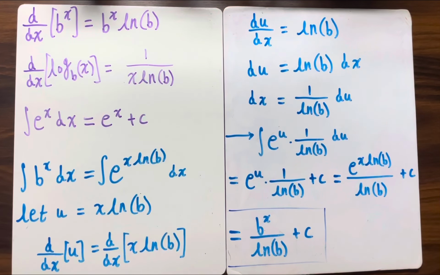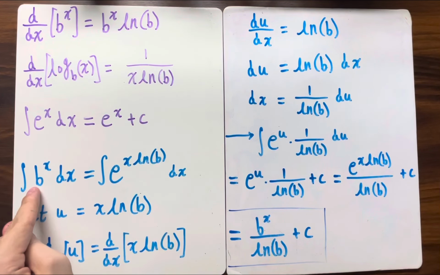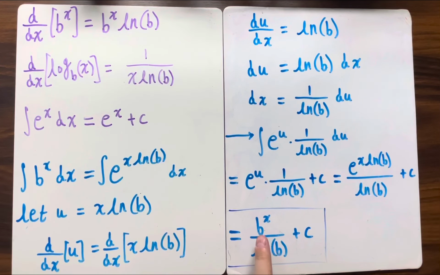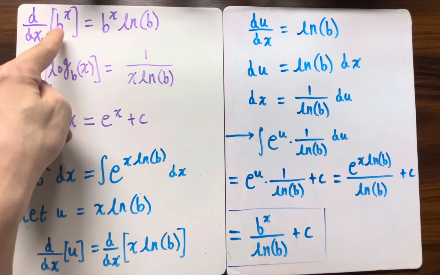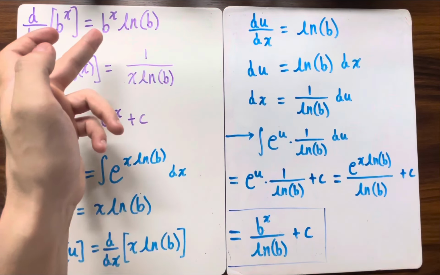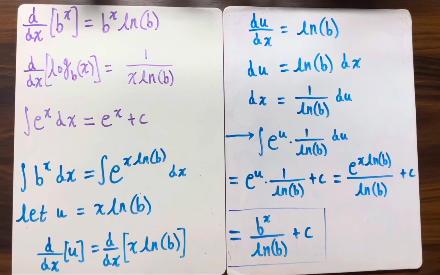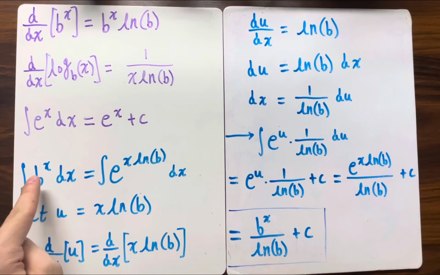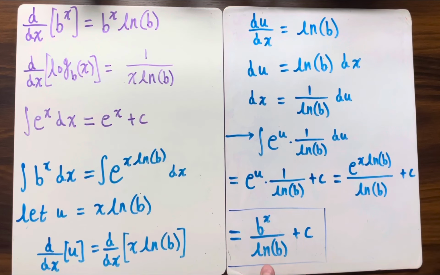So finally, we can say that the integral of b to the x is equal to b to the x divided by ln of b plus c, which is kind of similar to the derivative of b to the x. The derivative of b to the x is b to the x times ln of b. The integral of b to the x is b to the x divided by ln of b, and of course, plus c.